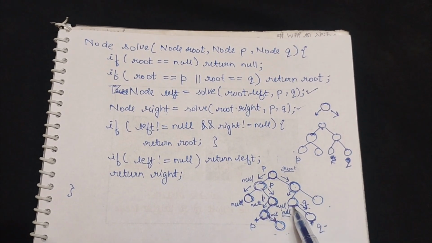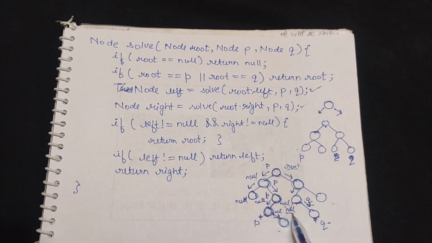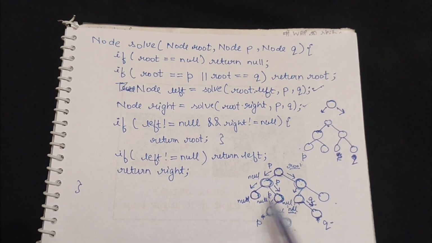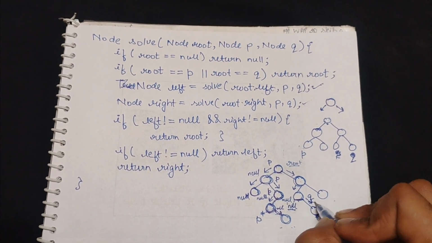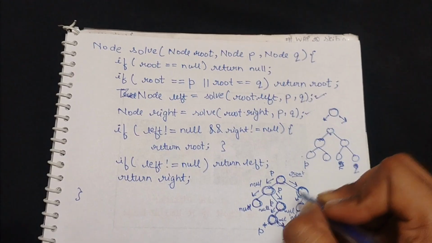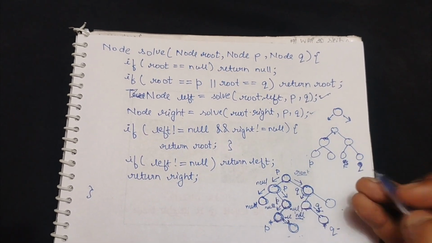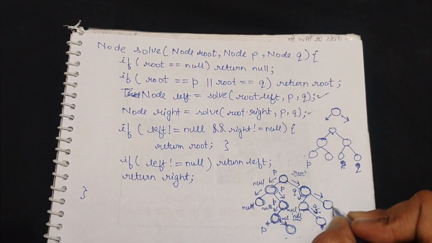It will check the conditions. Are both not equal to null? No, left is null. It will check, is left not equal to null? No, left is null. Now return right. We have q in its right, so this node has got q from left. This node will call root.right. We will come over here.